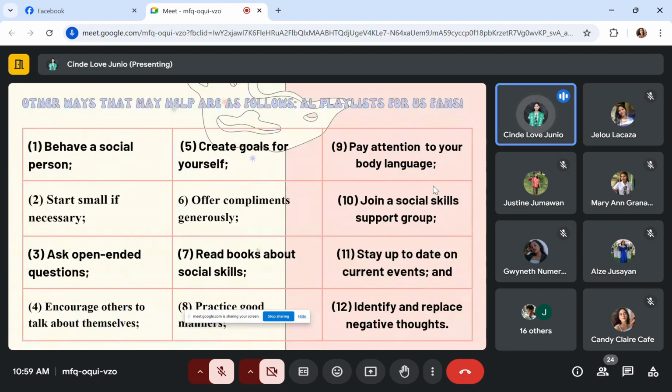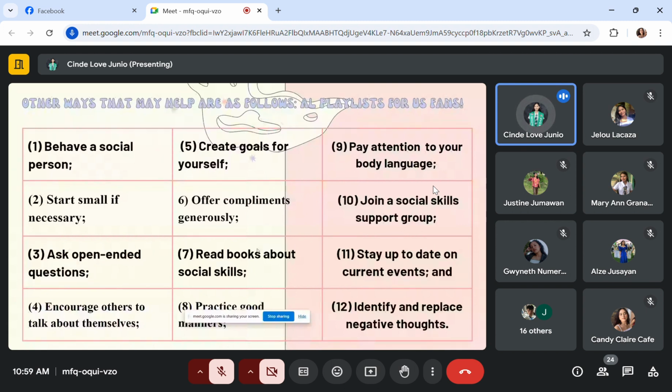And join a social skills support group. So you can practice socializing in a safe environment. Like, you can join a club or an organization where you can interact with others.